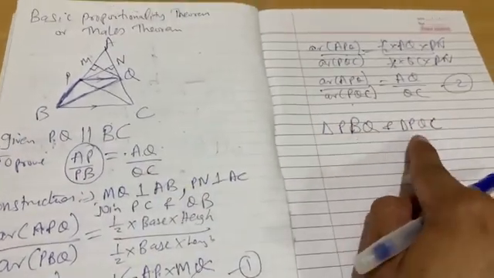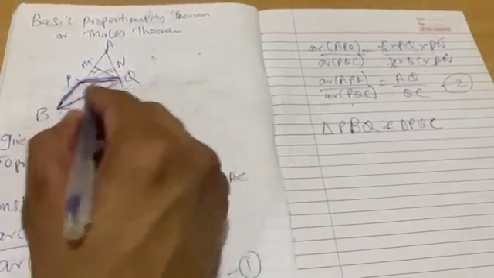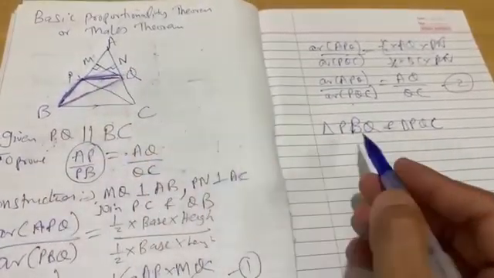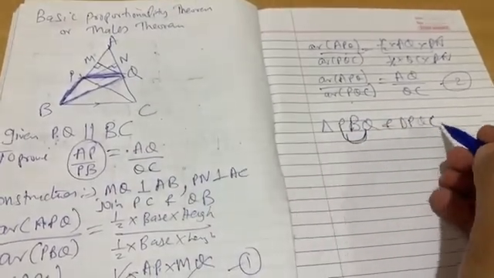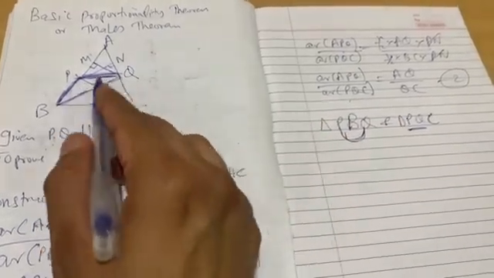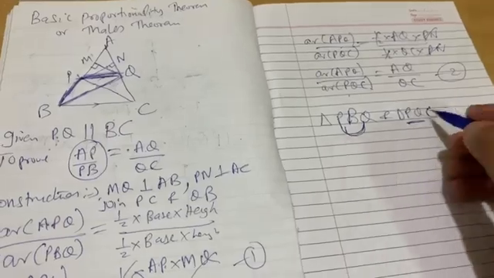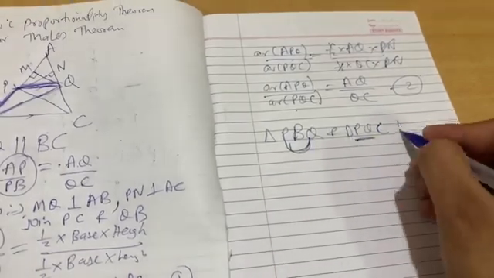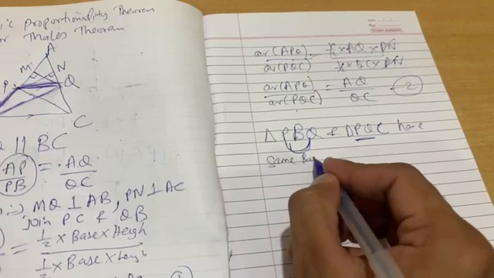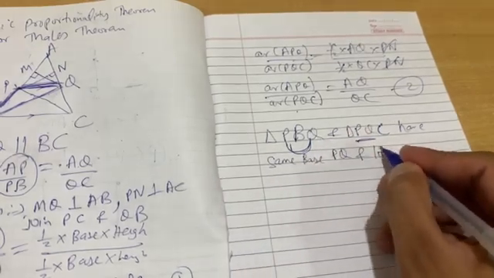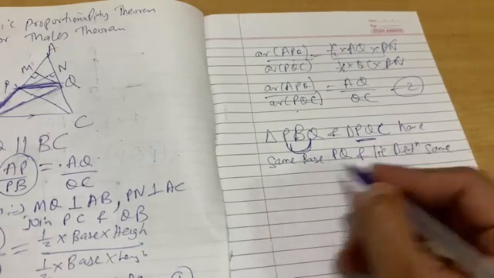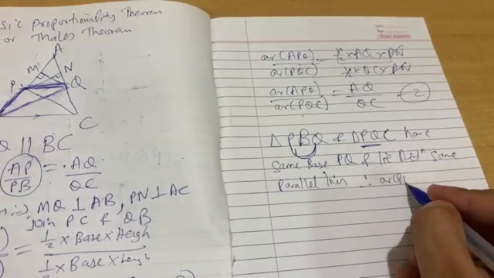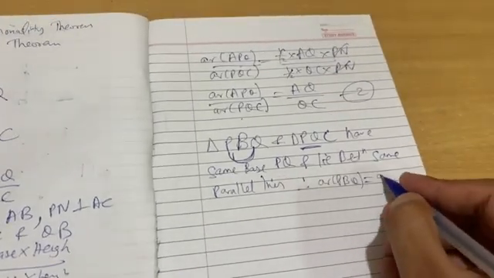If you observe PBQ and PQC, they have the same base, right? In PBQ, PQ is the base, and in PQC also PQ is the base. So both have the same base. If you remember, in the 9th standard area of parallelograms chapter, we discussed this concept. So PBQ and PQC have the same base, PQ, and lie between the same parallel lines. Therefore, area of PBQ will be equal to area of PQC.